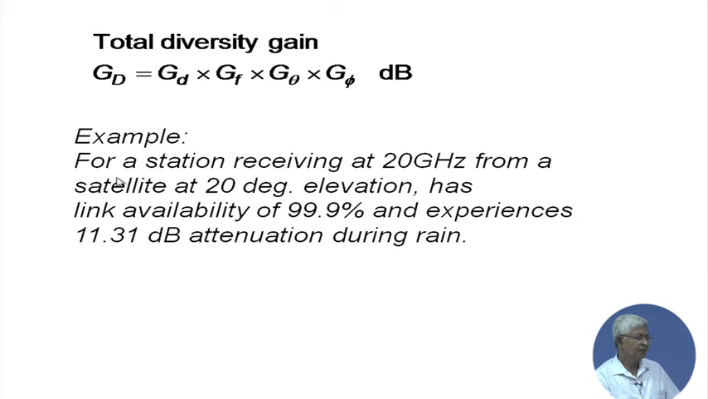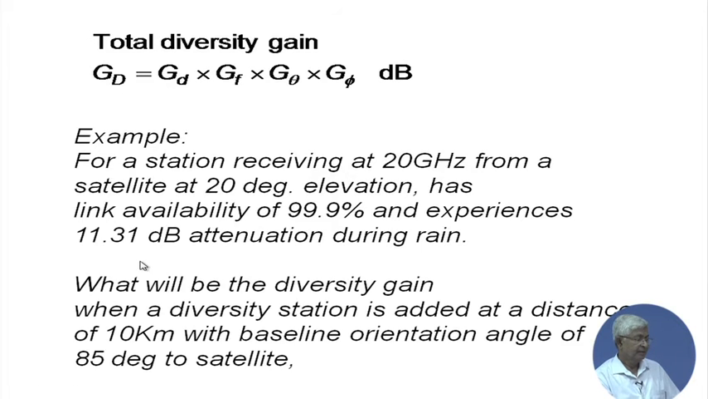That is, for a station receiving at 20 gigahertz from a satellite at 20 degree elevation, with link availability of 99.9% and experiencing 11.31 dB attenuation during the day. Now what will be the diversity gain if a diversity station is added at a distance of 10 km with a baseline orientation angle of 85 degrees to the satellite?